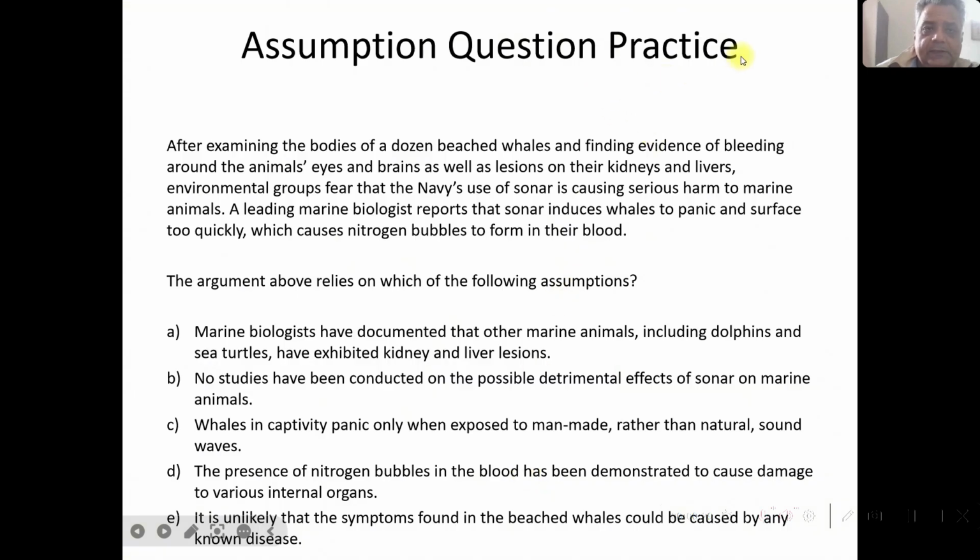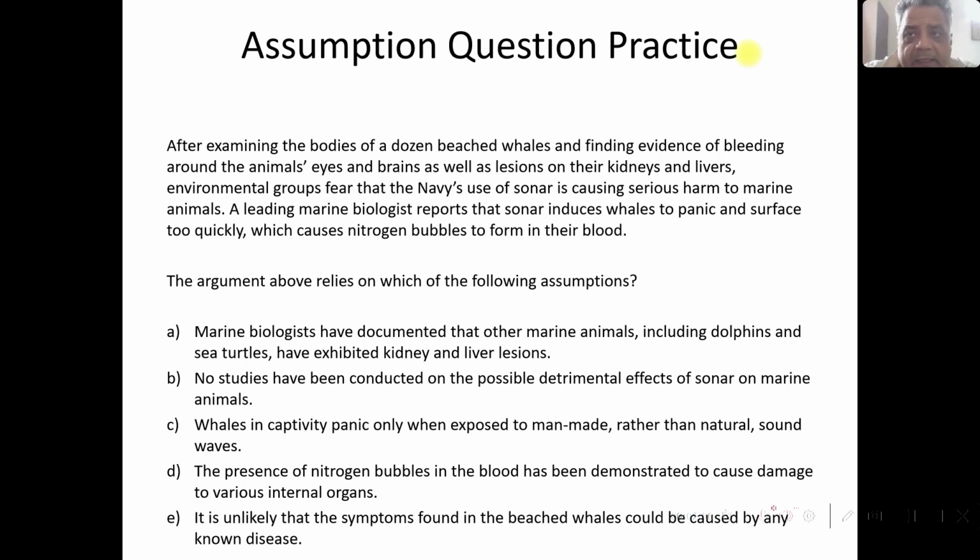So this question says, after examining the bodies of a dozen beached whales and finding evidence of bleeding around the animals' eyes and brains as well as lesions on their kidneys and livers, environmental groups fear that the Navy's use of sonar is causing serious harm to marine animals. A leading marine biologist reports that sonar induces whales to panic and surface too quickly, which causes nitrogen bubbles to form in their blood. The argument above relies on which of the following assumptions?